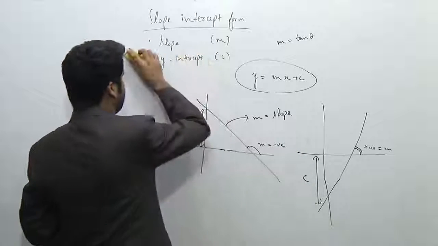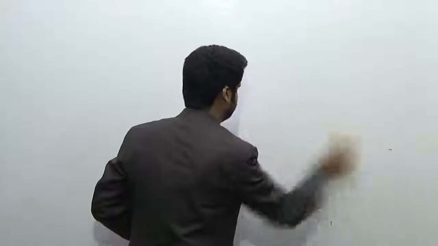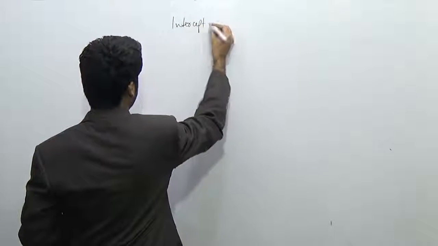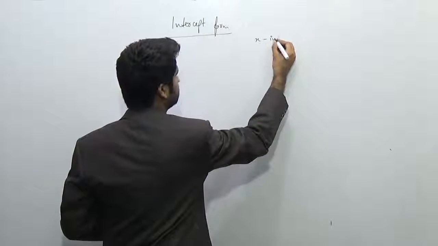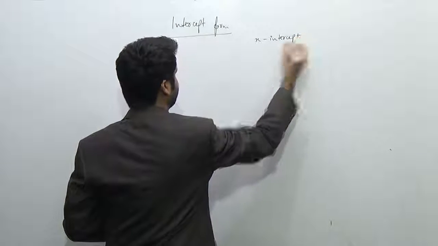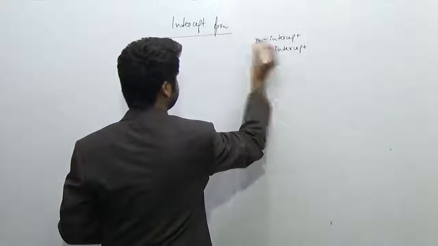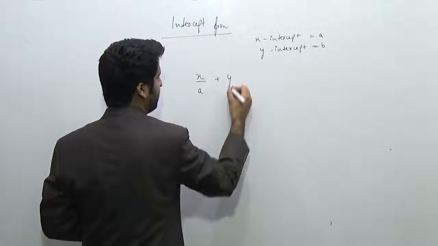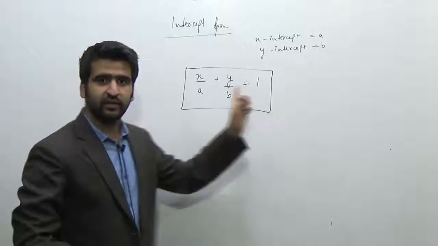And the next form is called intercept form. Now in this case I would know both the x-intercept as well as the y-intercept. Then the equation comes out to be x upon a plus y upon b is equal to 1. So this is the equation of line in the intercept form.